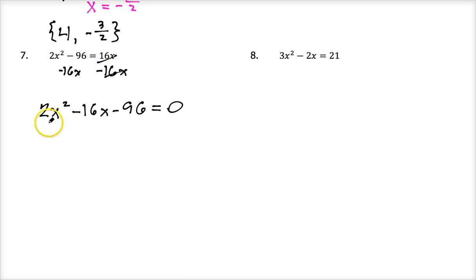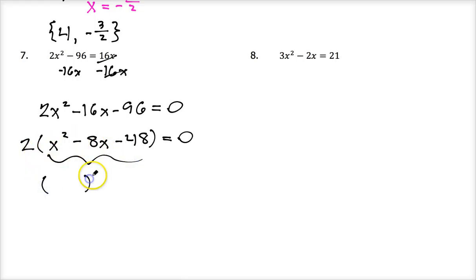From there, we have a 2, a negative 16, and a negative 96. So I see I have a GCF of 2 that I can factor out. And that makes this x squared minus 8x minus 48. So now I can try factoring the trinomial x squared minus 8x minus 48. So I need factors of negative 48 that combine to get negative 8. So that's going to be a negative and a positive number. The numbers that do that are going to be negative 12 and positive 4.